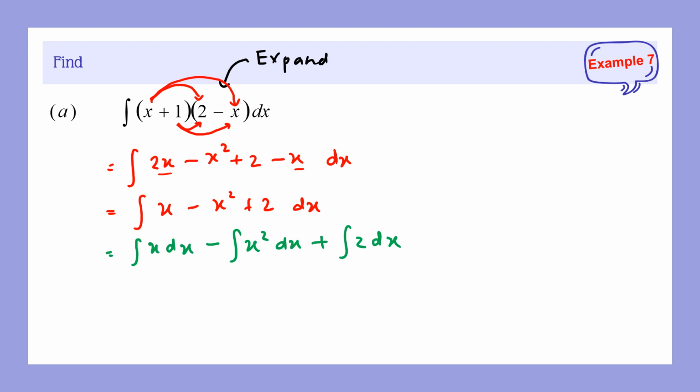Then we integrate x dx, we get x squared over 2, minus the integral of x squared dx, we get x cubed over 3. Then finally, integrating 2 dx, we get plus 2x plus c. So this is the answer for question A.